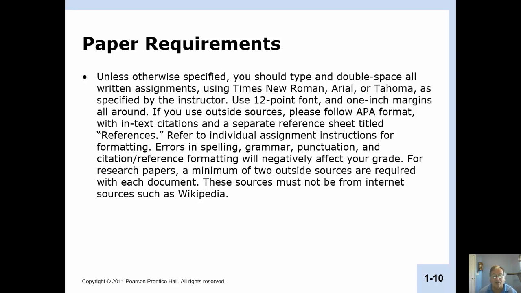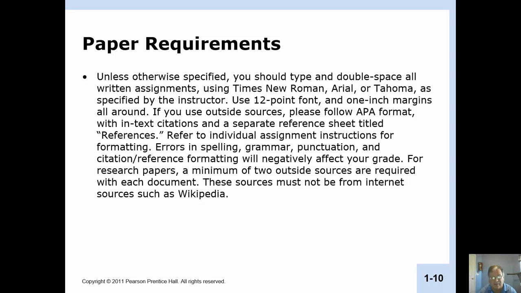There are obviously some individual assignment instructions. Errors in spelling, again, are obviously going to negatively affect your grade. For research papers, for each paper, I'm going to insist on having a minimum of 2 outside sources required for each document. So you're going to have to do some research on these papers. In fact, I would suggest that you maybe start to work ahead to try to find information to use as we work through the weeks of this course.